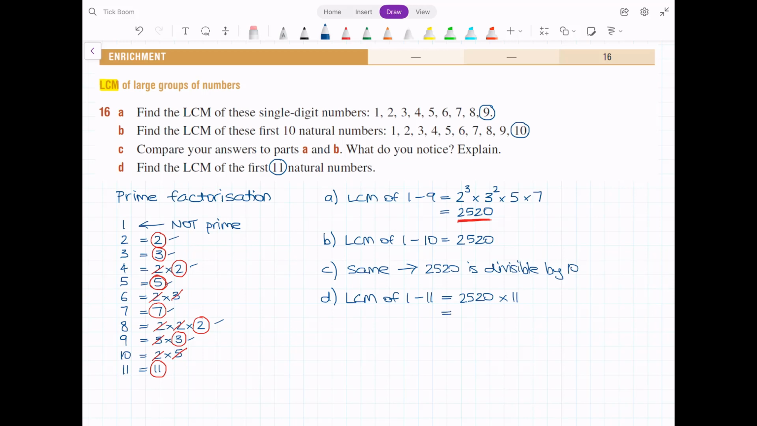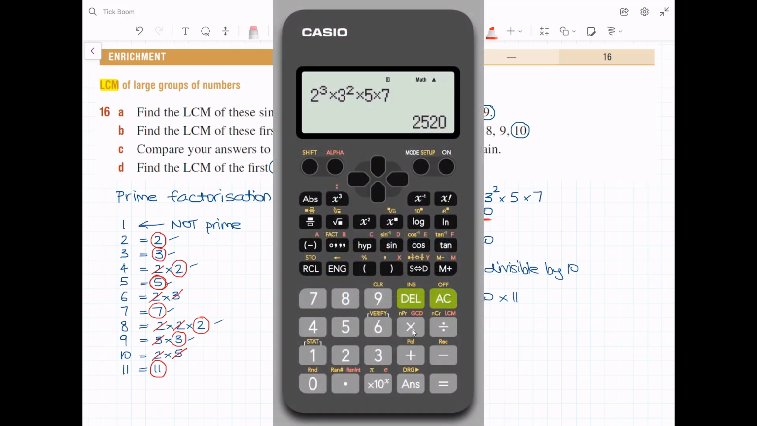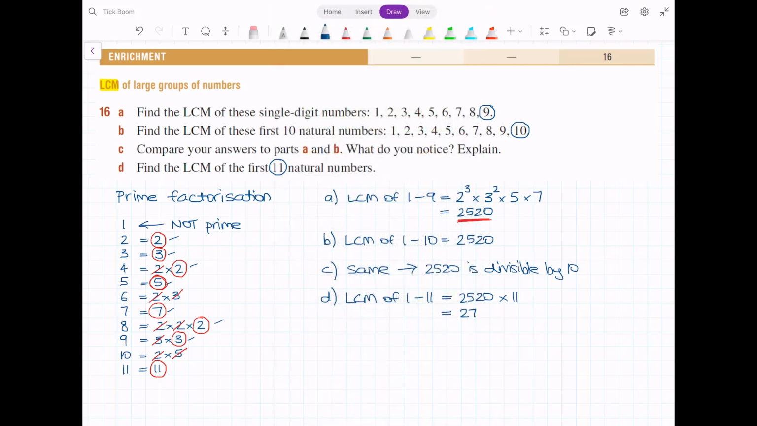So if we come to our calculator, take that answer and multiply by 11, we get the number 27,720. So 27,720 would be the lowest common multiple of all the numbers 1 through to 11. And that's it for question 16.